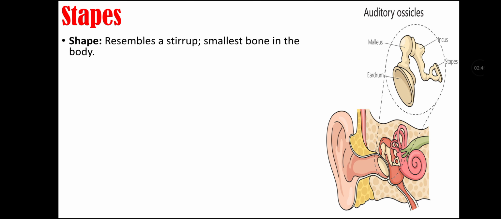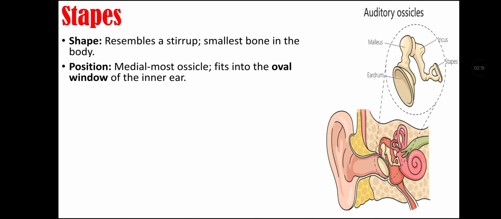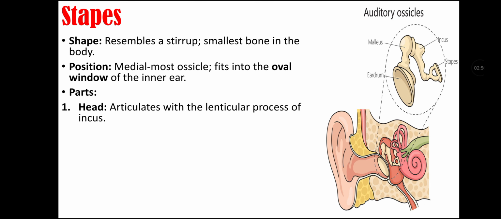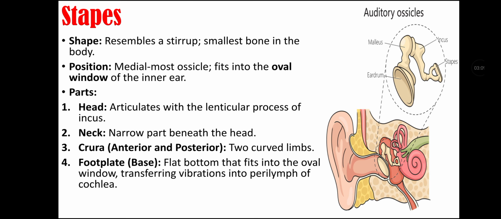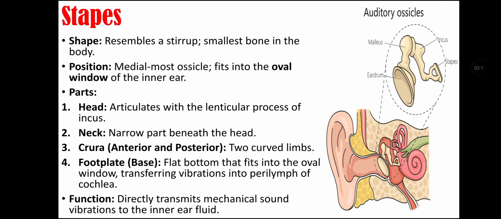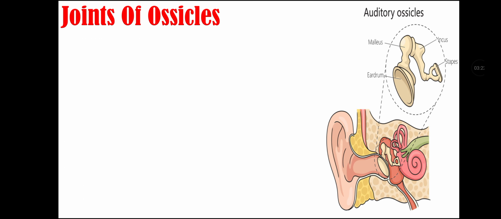Third auditory ossicle is stapes, shaped like a stirrup, that is the smallest bone in the body. It is the medialmost ossicle and it fits into the oval window of the inner ear. Its parts include the head that articulates with the lenticular process of the incus. It has a neck that is a narrow part beneath the head. It has crura, anterior and posterior, that are two curved limbs of the stapes. And it has a footplate, also called the base, that is the flat bottom that fits in the oval window, thus transferring vibration into the perilymph of the cochlea. Its function is to directly transmit mechanical sound vibration to the inner ear fluid.